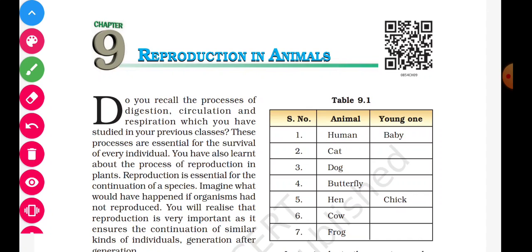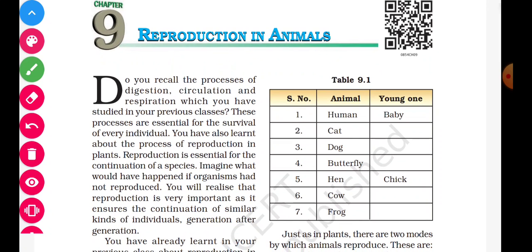As we know about the systems like digestion, circulation, and respiration, which we have already studied in our previous classes. These are some essential processes which are required for the survival of every individual or human being. We have also learned about the process of reproduction in plants. Reproduction is also essential for the continuation of a species.